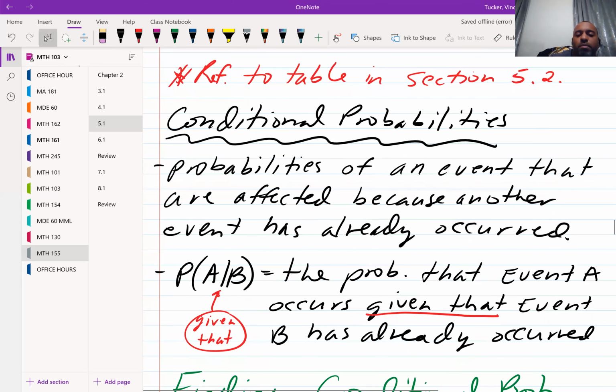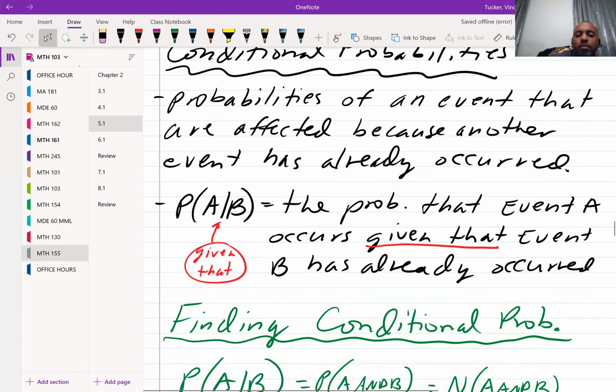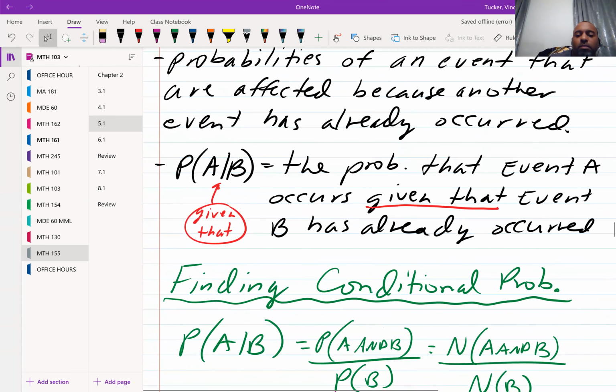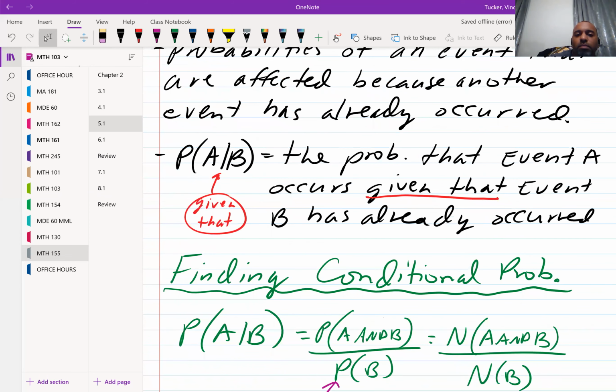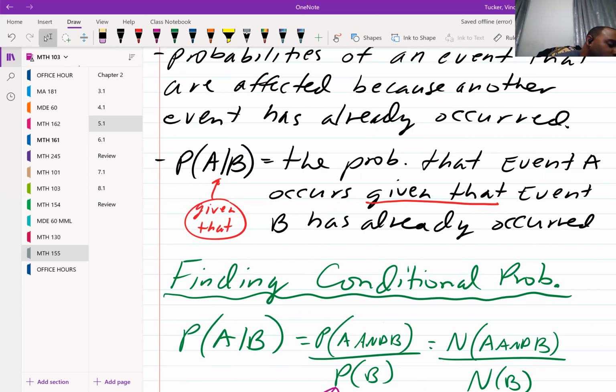All right, can we scroll up? All right, so the way we'll calculate the conditional probability, we want to find the probability of A given that B has already occurred. So we take the probability of A and B, place it over the probability of B.